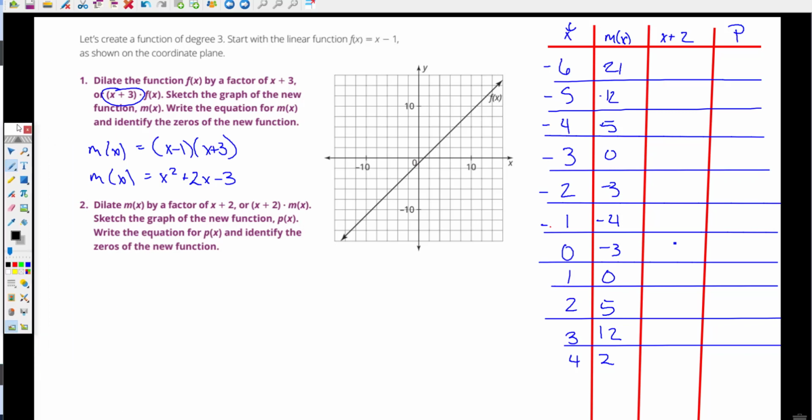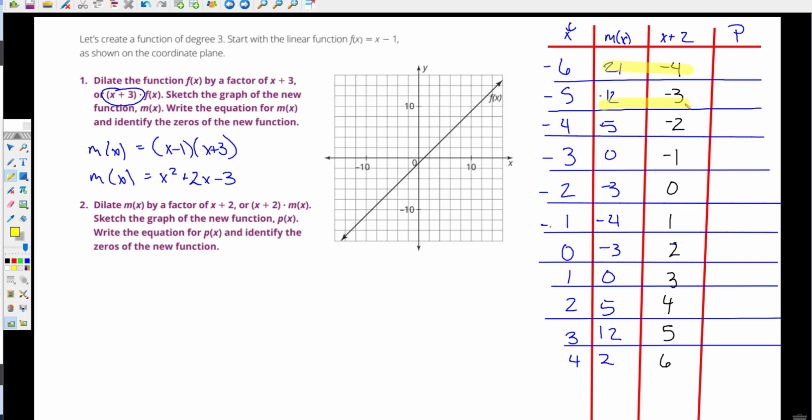Okay, so we are looking at finishing up that problem from Friday. So when I do x plus 2, that gives me what? What's negative 6 plus 2? And then we're just going to count. So negative 4, negative 3, negative 2, negative 1, 0, 1, 2, 3, 4, 5, 6. And when we do the product, that means we're just multiplying these numbers.